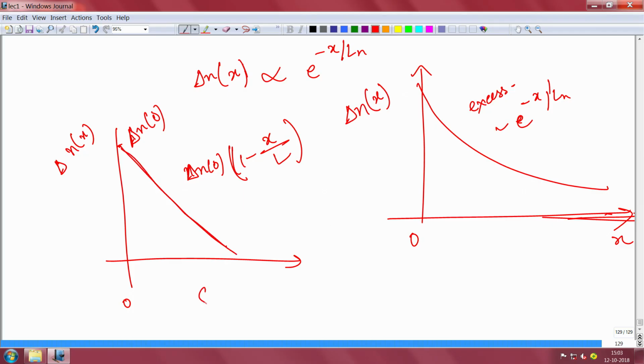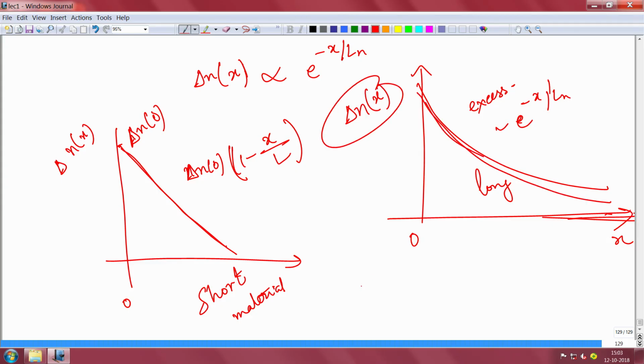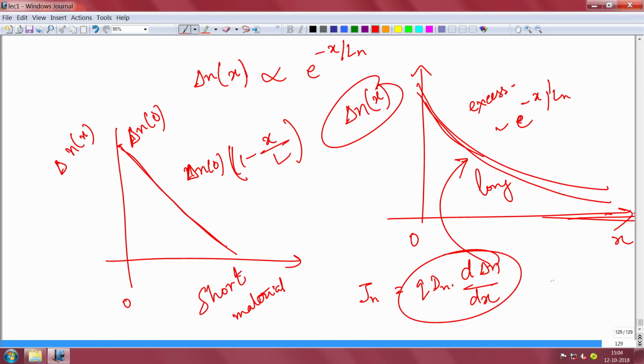If it is a very short piece of material, we call it a short diode. If it is a long diode or long semiconductor, it will decay exponentially. This has a lot of important consequences for devices. If delta n decays like that, then the diffusion current, J proportional to Dn times d delta n by dx, will also decay exponentially, which means the diffusion current also will decay exponentially.